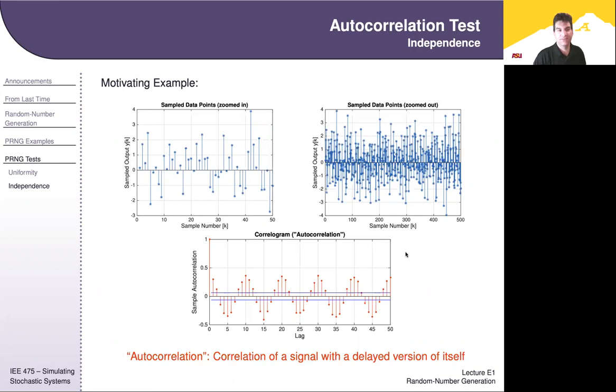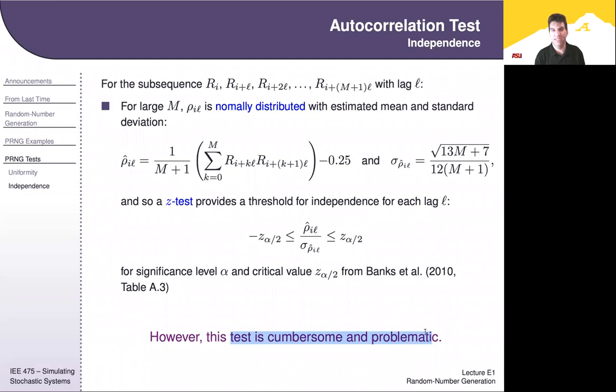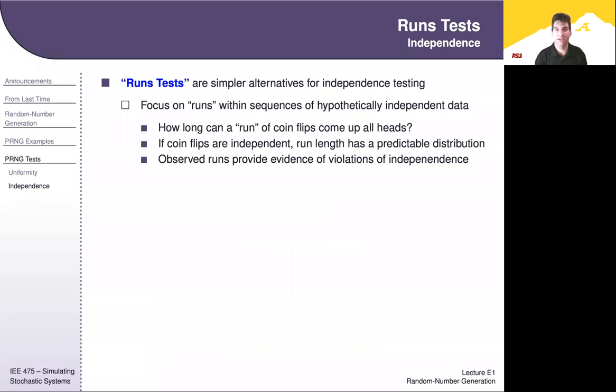The downside of this kind of autocorrelation test is that it's a bit cumbersome and problematic to do, because it requires calculating each one of those lags. And there are a bunch of problems with that I'm not going to go into because I'm already a little over time. So instead, I'm going to introduce the test that we will use, and then I'll let you go.